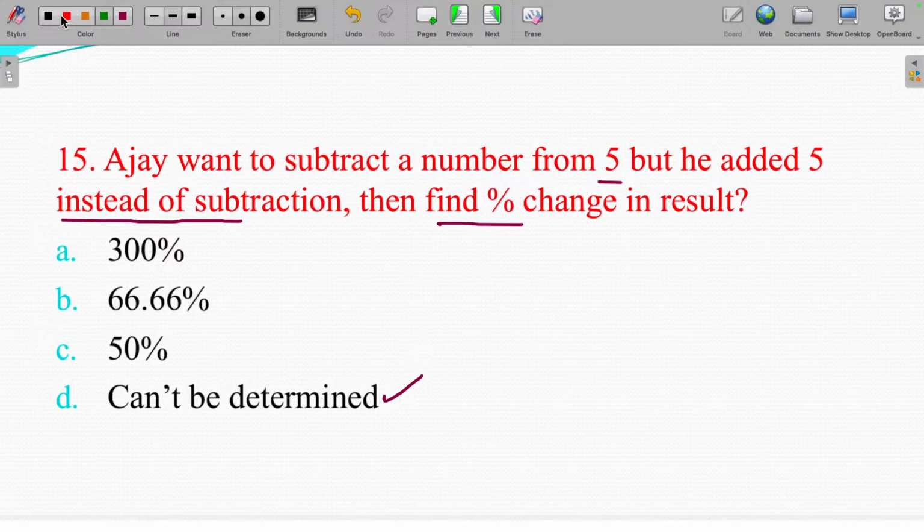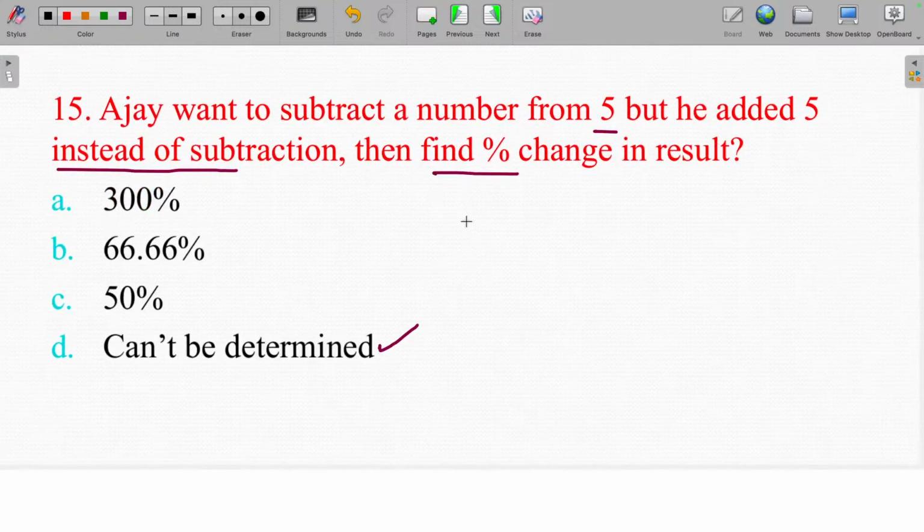You can't solve it. What is the reason? I will explain the reason behind this. I have a number x. Ajay wants to subtract a number by 5. Actually, you have to subtract by 5. This is the original answer. But he added 5. It is a wrong result. Then what is the percentage wrong?